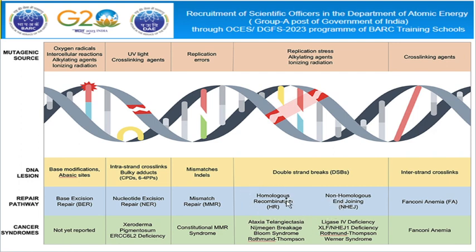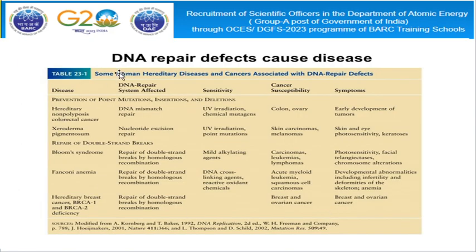If there is any defect in the homologous recombination system, these diseases will arise. They include ataxia, Nijmegen breakage syndrome, Bloom syndrome, and Rothmund-Thomson syndrome. Whereas if there is any defect in non-homologous end joining, then Werner syndrome and ligase 4 deficiency will occur. So this is an important thing. The repair system is very important for the BARC examination.